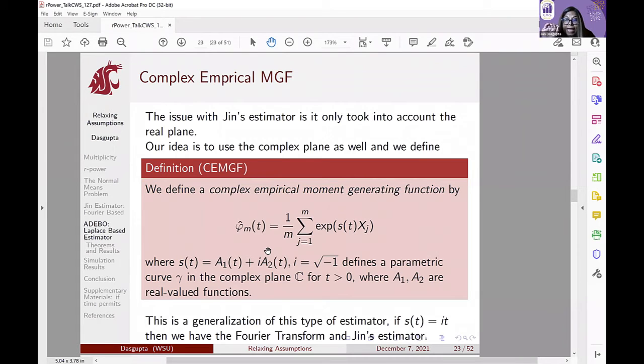Given this, if we find an estimator in this realm, it is a generalization of the Gene Estimator, because the Gene Estimator becomes a special case when the real part is equal to 0. If there's no real part, this becomes the characteristic function, but we want to use the whole s of t, and that is our empirical moment generating function. We call it the complex one because it looks at the complex plane as well.